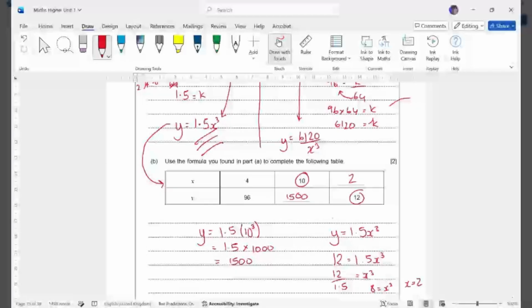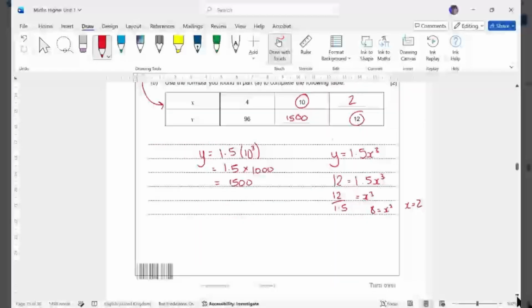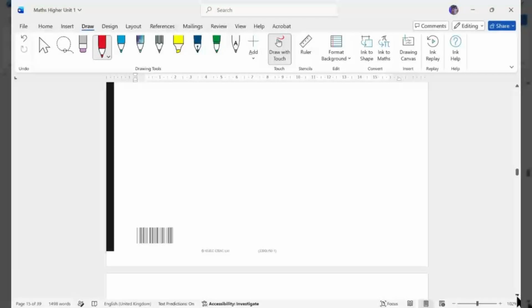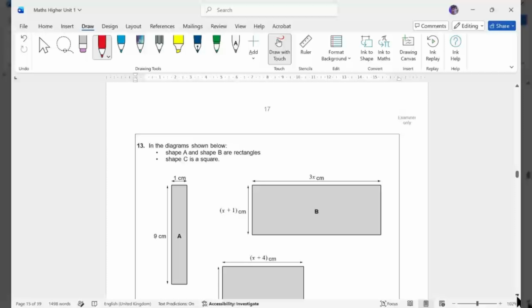Let's have a look at how the next question has come out when I've put this into Word. It's probably gone wrong again. There we are, a whole missing page. Let's assume this on the next page. Ah, there it is. Okay.